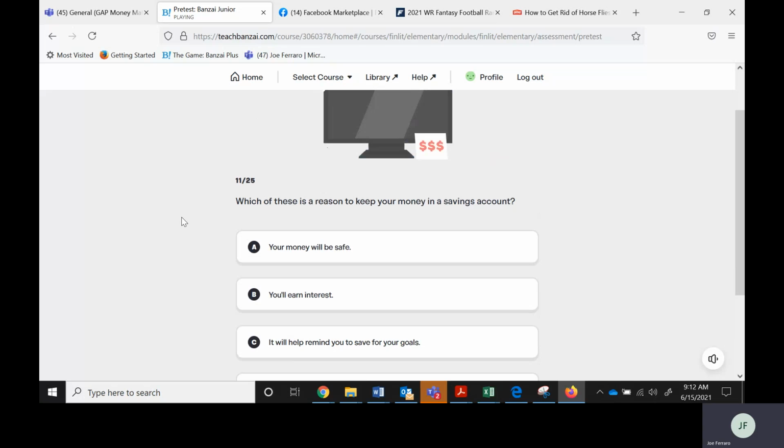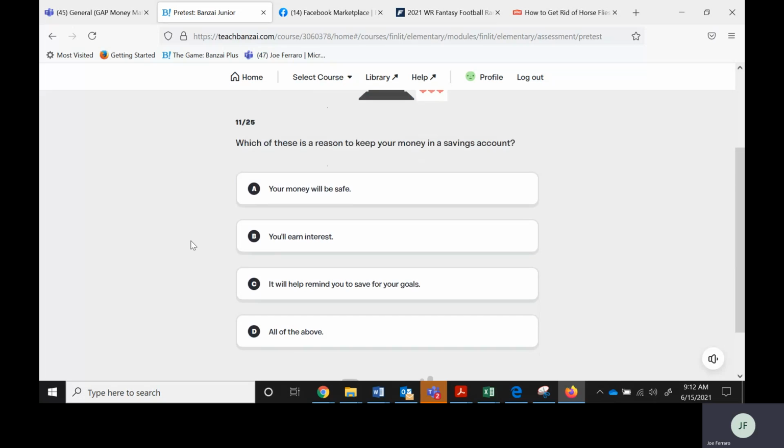Eleven, which of these is a reason to keep your money in a savings account? A, your money will be safe. B, you'll earn interest. C, it'll help remind you to save for your goals. Or D, all of the above.